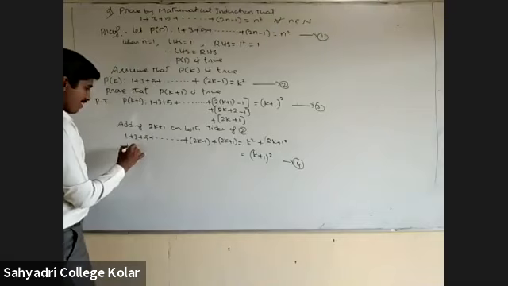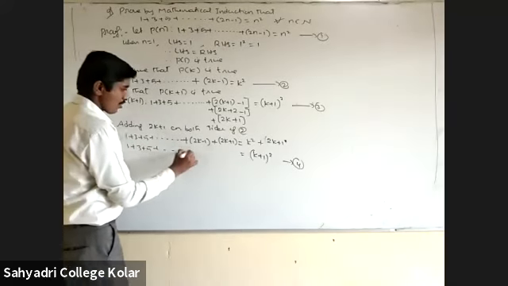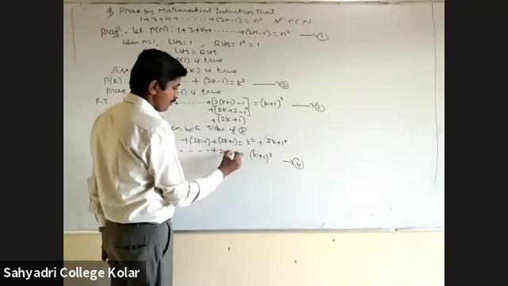Equation 4, LHS: 1 plus 3 plus 5 plus so on plus 2k plus 1.